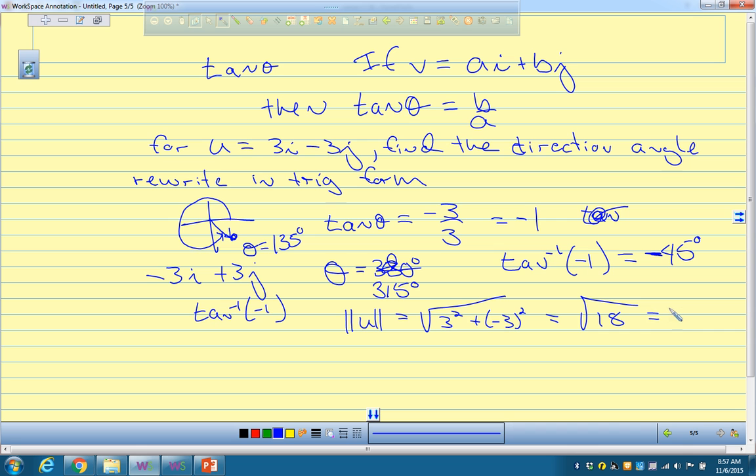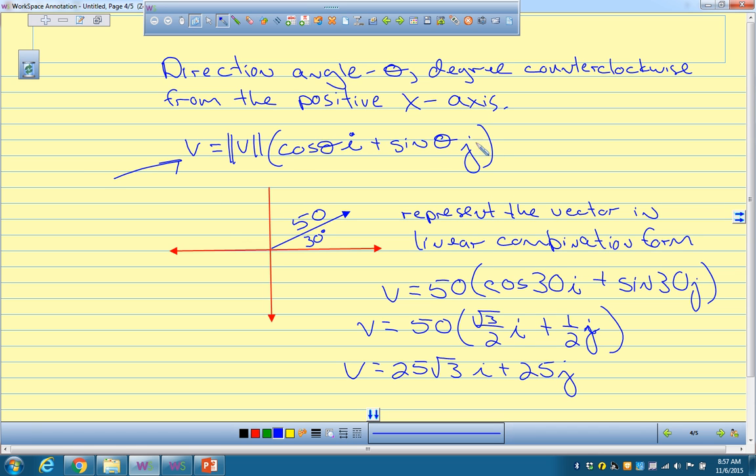Geometry. 3 root 2, remember that from geometry? So this is 3 root 2. If I wanted to put it in trig form, you put the magnitude in front. I'm calling this trig form right here, okay? Trig form.